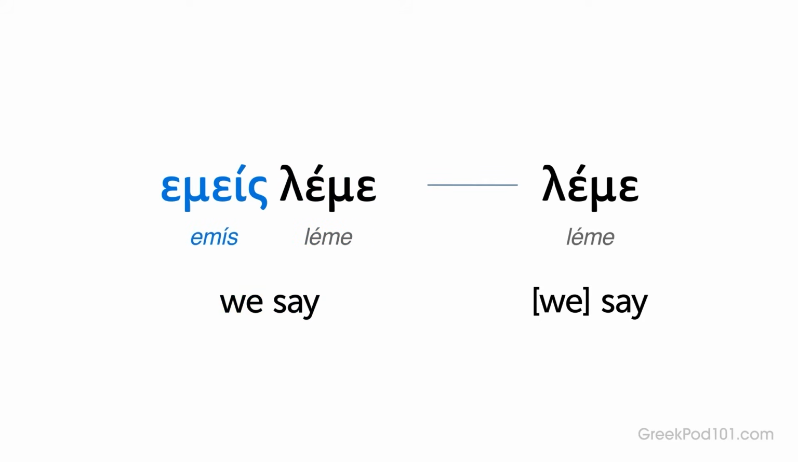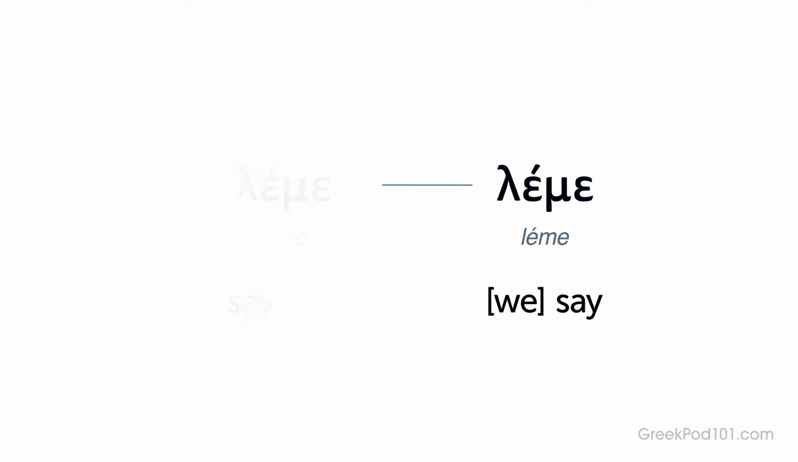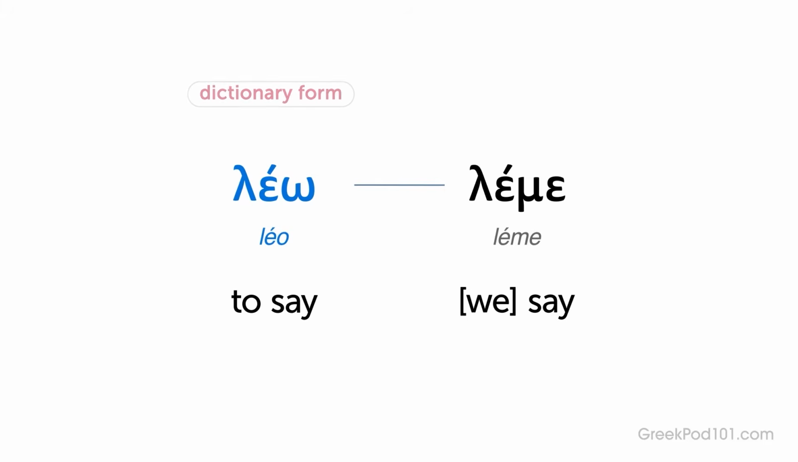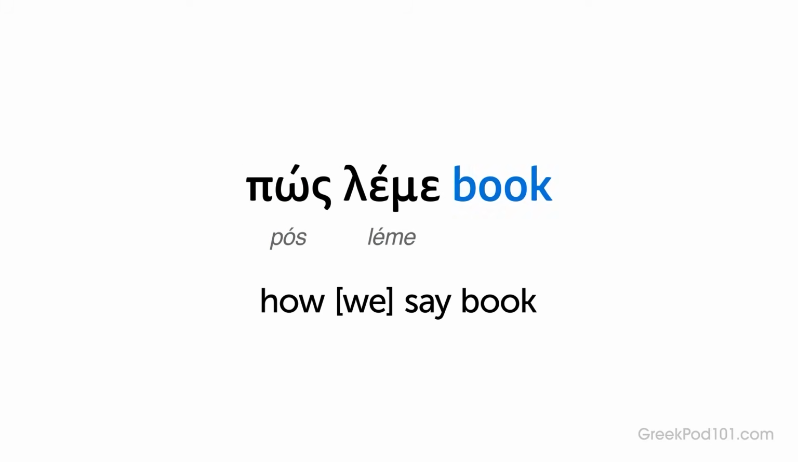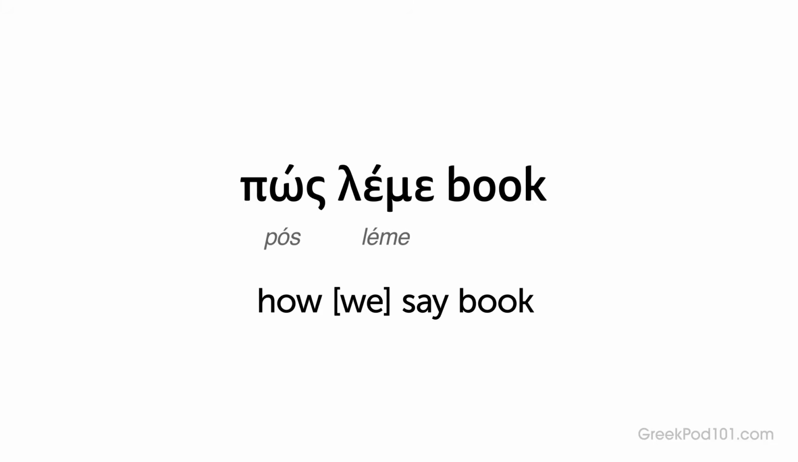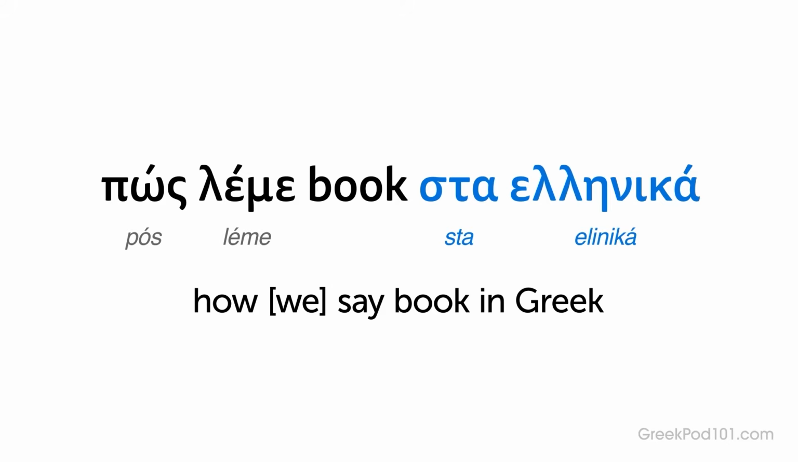In Greek, εμείς, we, is usually omitted, as it can be understood from context. Λέμε is from the verb λέω, the dictionary form of the verb to say in this context. After this is the English word book. Last is the phrase Στα ελληνικά, meaning in Greek.